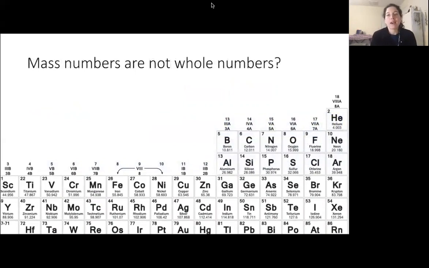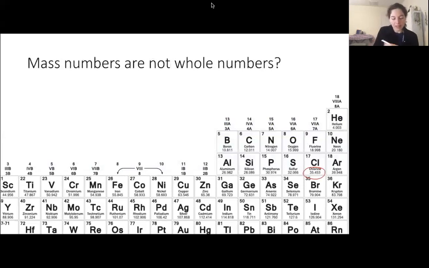Now let's take a look at our mass numbers on the periodic table. This is an interesting phenomenon. The mass numbers on the periodic table, if you'll notice, are not whole numbers. You might have seen that in the last example we did with magnesium, where it's 24.31. Here's a really good example, chlorine.